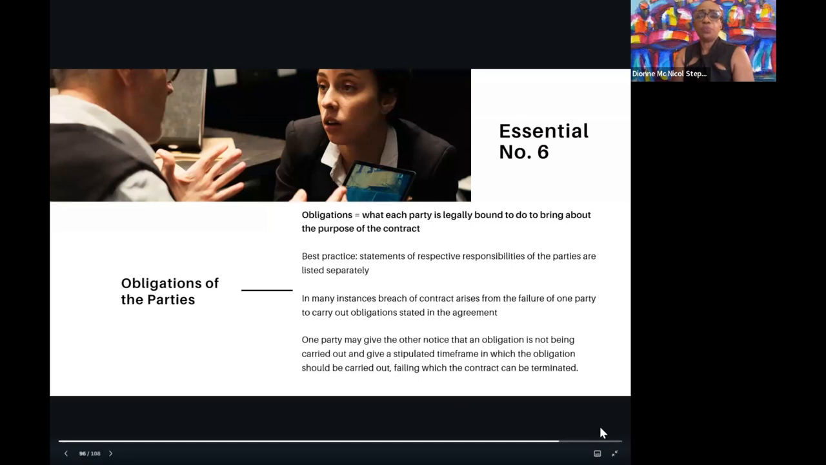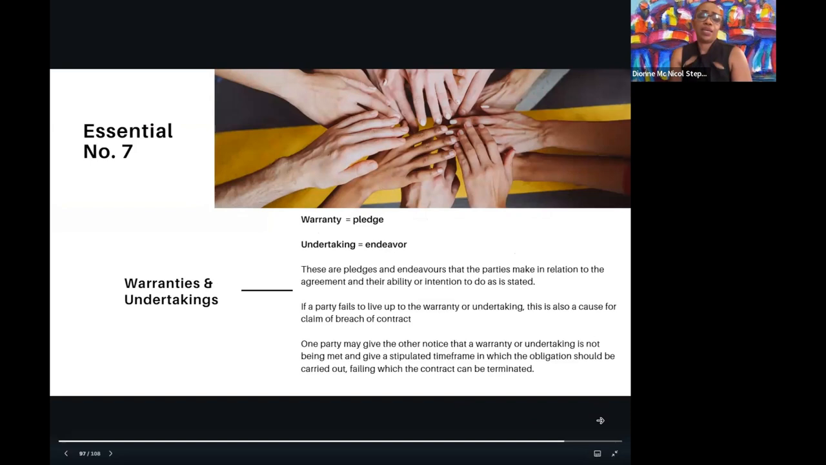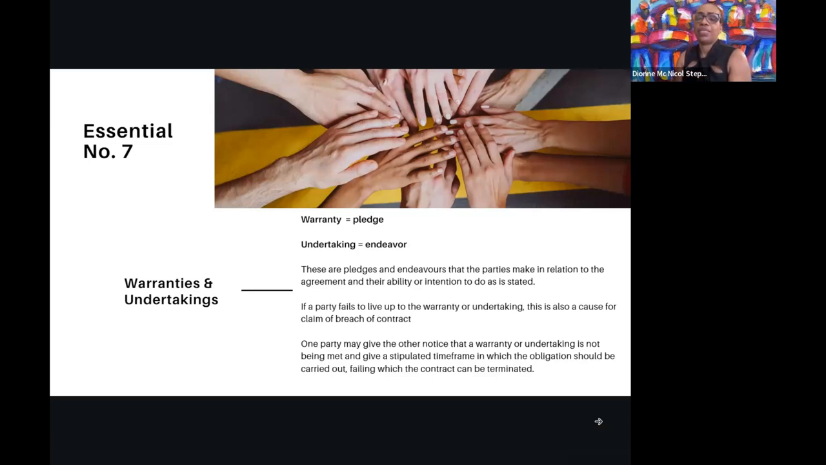So as we go on, we talk about warranties and undertakings. So a warranty is a pledge, an undertaking, your endeavor. These are pledges or endeavors that the parties make in relation to the agreement and the ability or intention to do as is stated. So in the case of a costume designer, I am warranting, I am pledging that I didn't steal anybody's copyright. I'm not infringing anybody's copyright in this design that I'm giving to you.